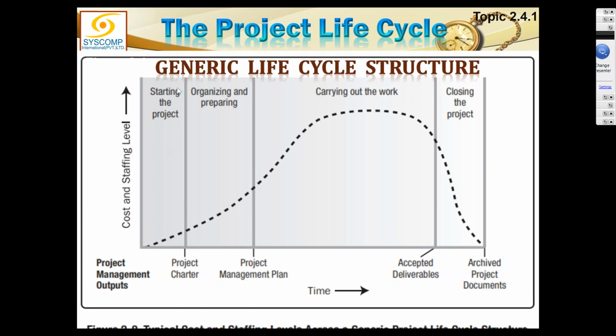And also, if these phases are looked at closely, you can see at the end of every phase there has to be a product. For example, if the first phase was starting the project, then the result could have been the project charter. Maybe the other phase could have been organizing and preparing, and the output would have been the project management plan. But this is not the classic example. This is just a generic project life cycle, and I just wanted to show you that every phase will have an output or a deliverable.